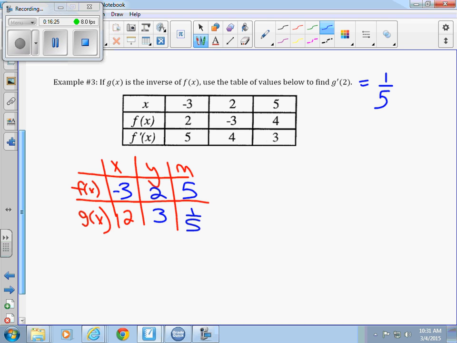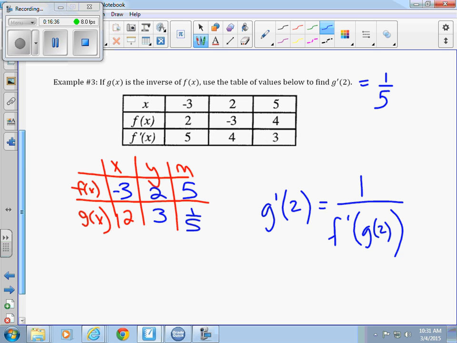Now, if you were doing this the other way, you would have to do that, right? And you go, well, what's g of 2? And that's where you would say that's -3 because it's the inverse. And f prime of -3 would be 5, so this would be 1/5. So there's your 2 options. Table option, formula option. I saw a light bulb on the formula over here.